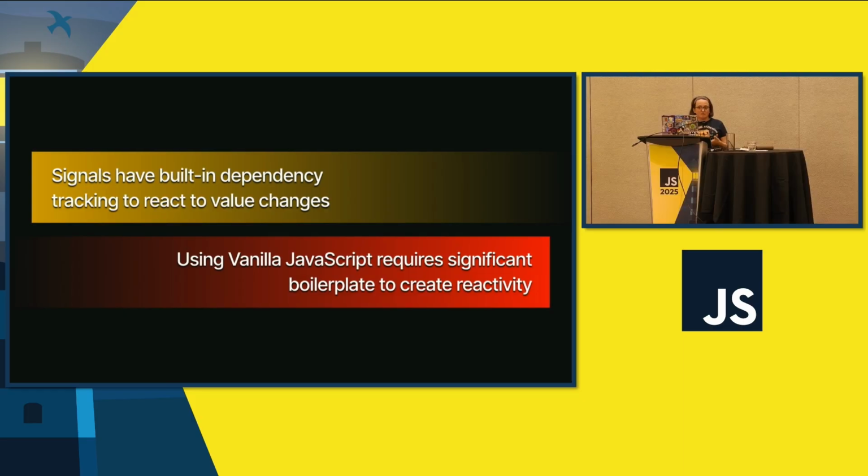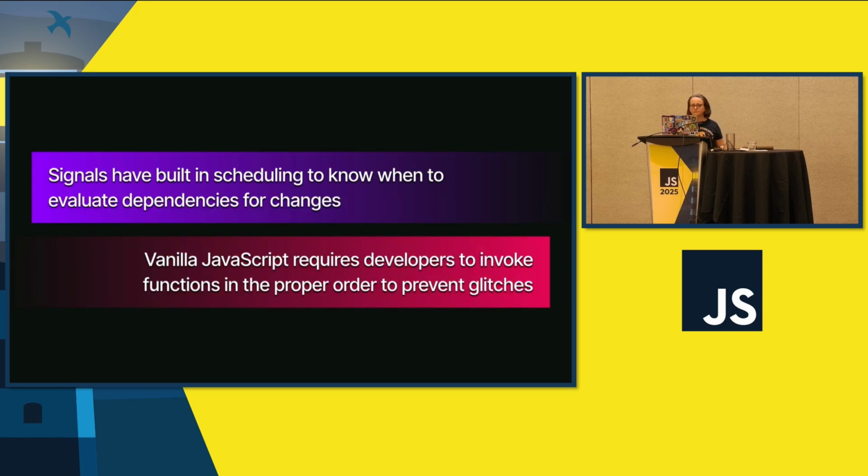So signals have built-in dependency tracking to react to value changes. So when we're using vanilla JavaScript, it's going to require a lot of boilerplate just to set up and a lot of code to maintain. You have to remember, oh, shoot, I forgot to recalculate the subtotal. That's why this isn't right, right?